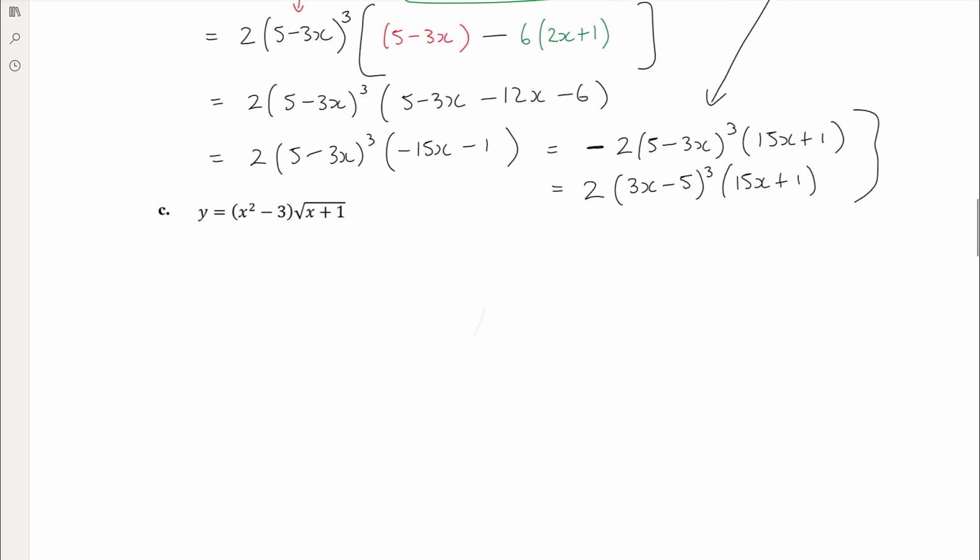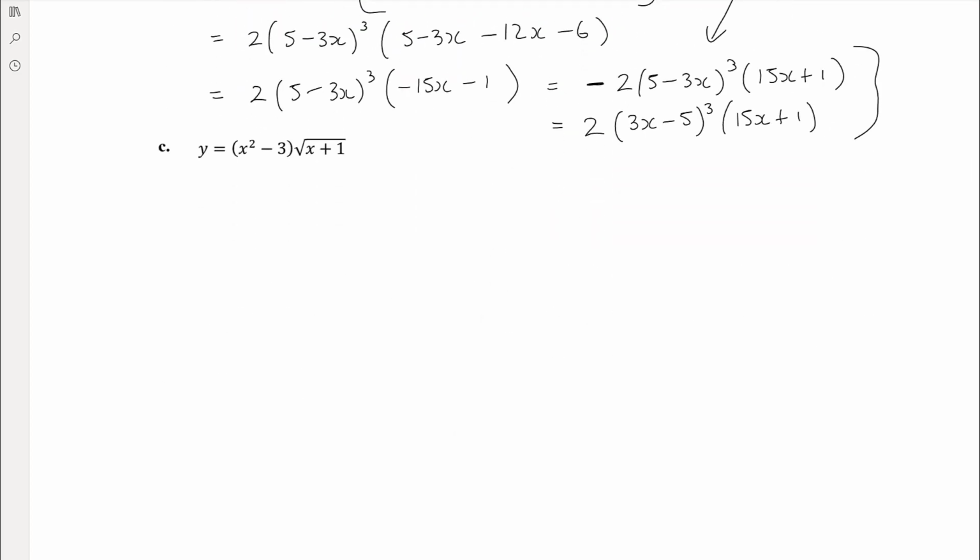Okay, let's have a look at C. So again, we've got a product of 2 functions. We can't just expand all of that out. I'm just going to start by writing the square root as a power. So this is x plus 1 to the power of a half. And then let's focus on our product. Again, we've got a product of 2 things. We've got this quadratic times this square root.